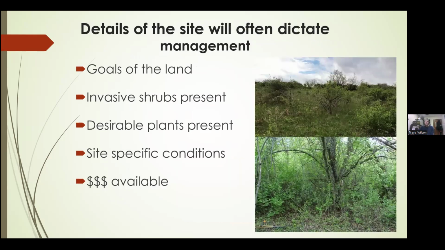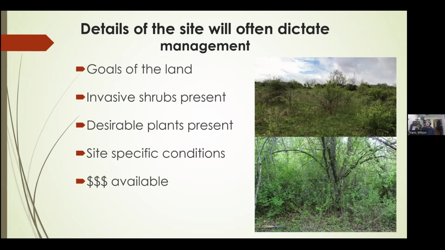But another thing that dictates what your option is and what you should choose is going to be the site details. What's your ultimate goal for the land? Do you want to start fresh and completely reseed with what you want, and go that route? Or are you trying to keep sensitive or native species, so you might need to be a little more selective with your options? What invasive shrubs, or just plants, are present? And then what desirables are there?